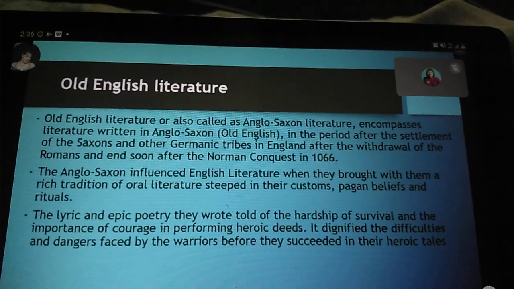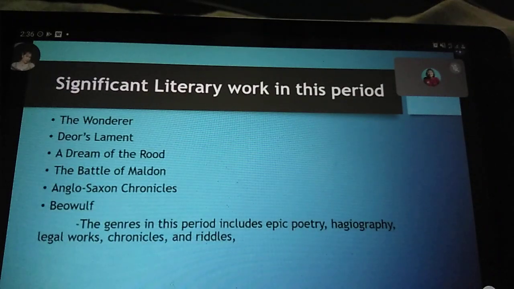So, in this period, the lyric and epic poetry they wrote told of the hardship of survival, the importance of courage, and performing heroic deeds. It dignified the difficulties and dangers faced by the warriors before they succeed in their heroic tales. So, ang laganap na genre ng literature dito ay lyric and epic poetry. So this is the significant literary form in this period.